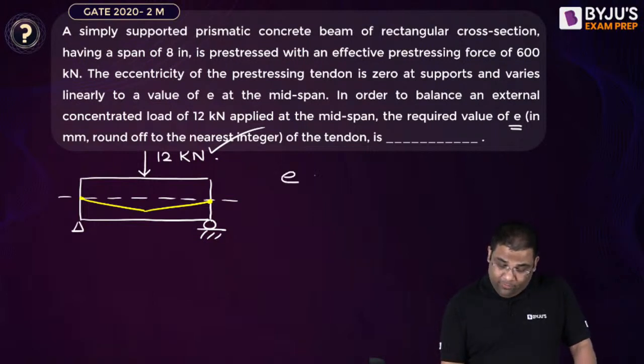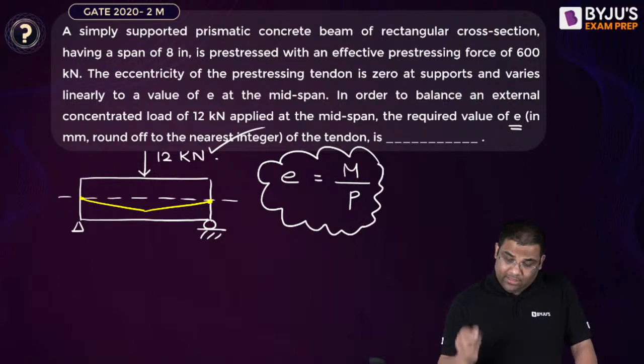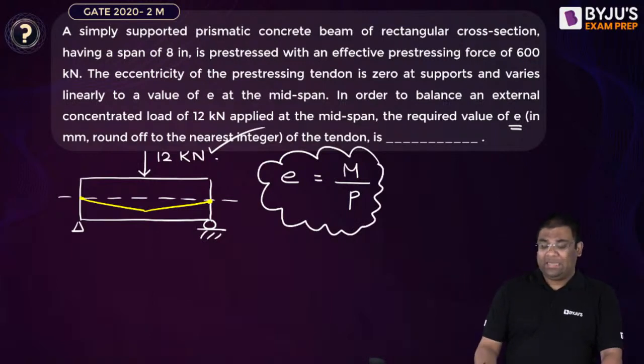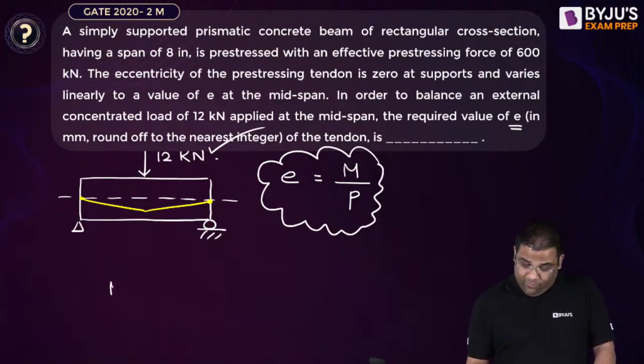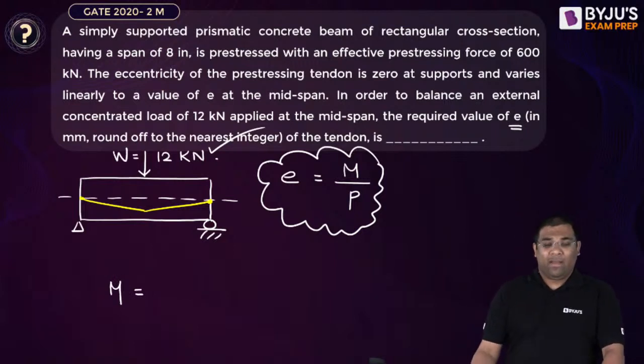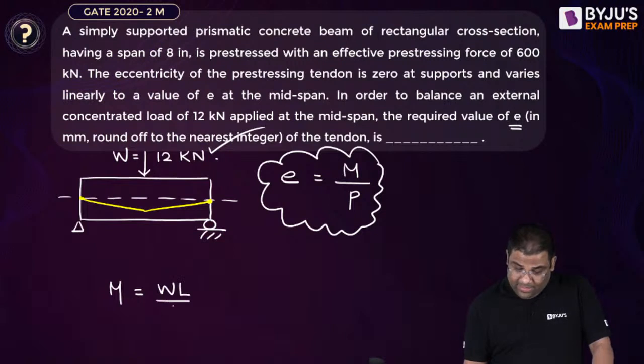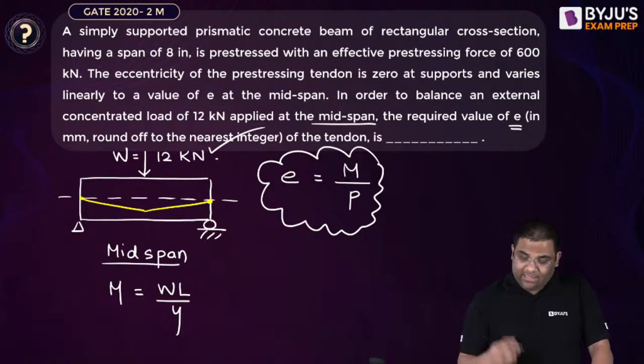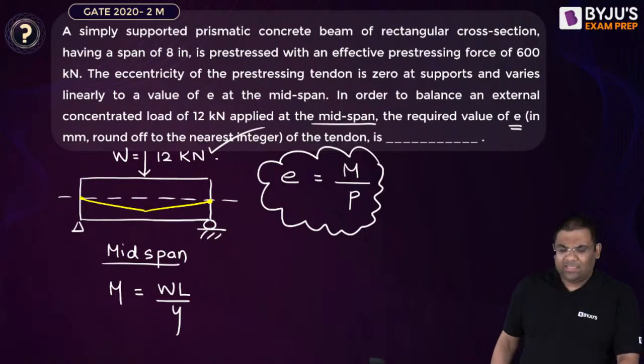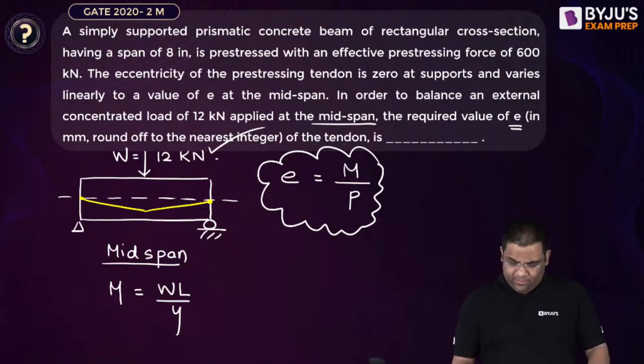In this, if you want to balance the load, the eccentricity is taken as the bending moment divided by the pre-stressing force. Now what is the bending moment at center due to a load W at the center? That is WL by 4, na? Yes. The bending moment at midspan, because we are trying to find the eccentricity at midspan, so we will take the bending moment at midspan. That is WL by 4, right? When a point load is acting, we know that.